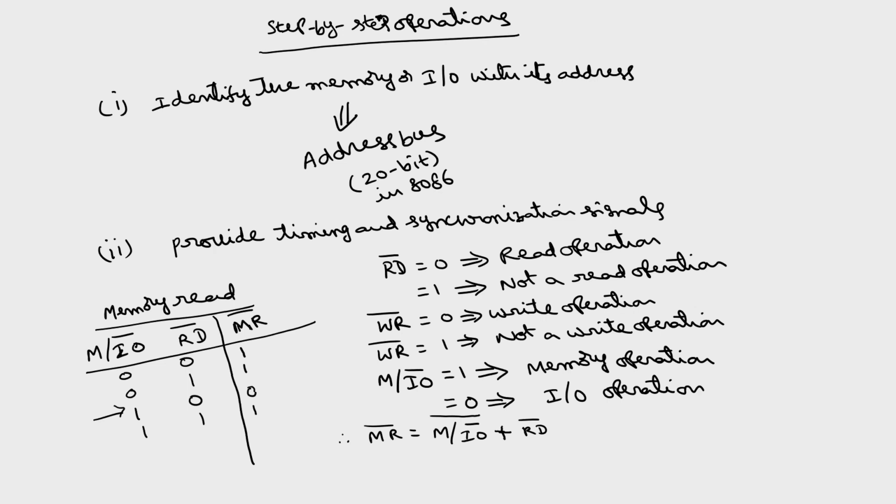So, this is the main logic circuitry that is required: you take M by I O bar, you invert it, then read bar you directly give to the OR gate. This is M by I O bar, then read bar. These 2 are available from the microprocessor, and you can generate memory read bar, or you call it MER bar. Here also you can write MER.